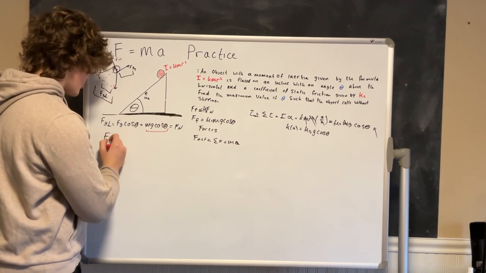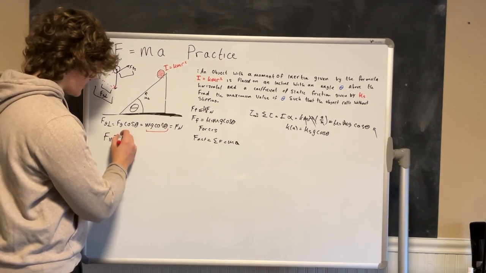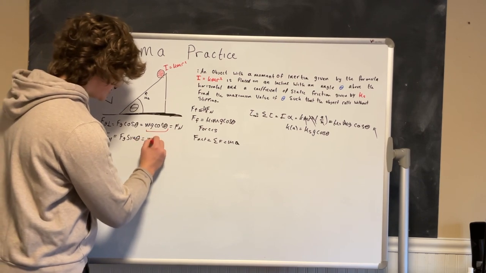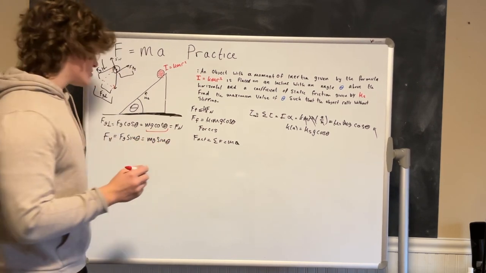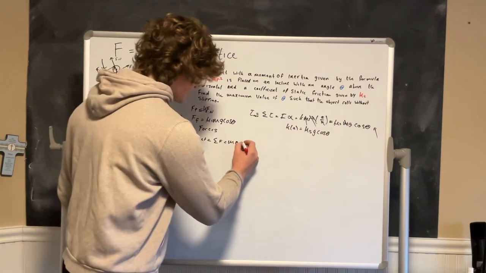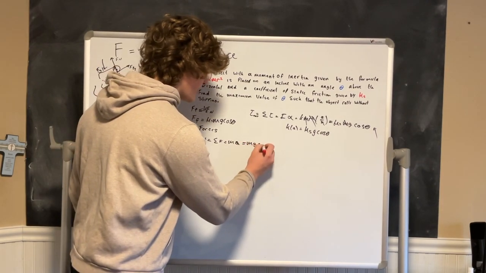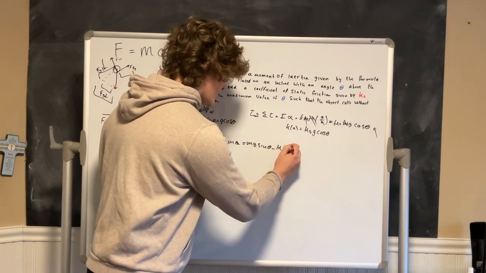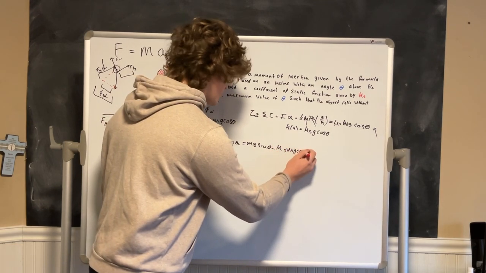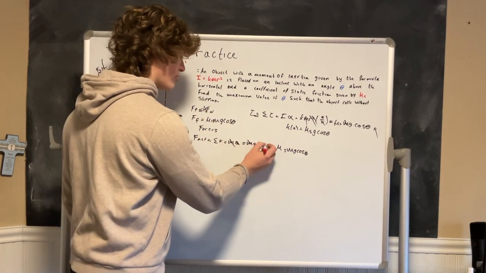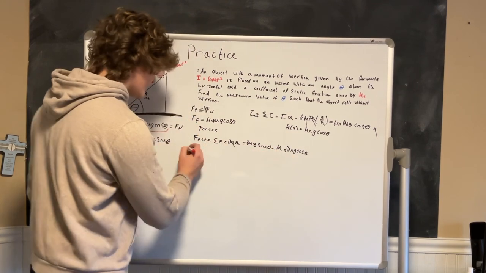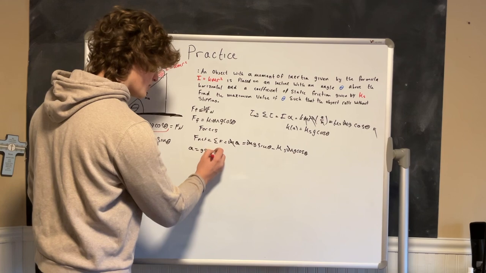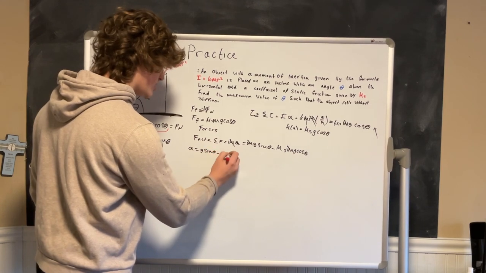And through some more basic trigonometry, we get Fg parallel is equal to Fg sine theta, which is equal to mg sine theta. Now we can plug that in, and this is mg sine theta minus our force of friction, which is mu_s mg cosine theta, and that's equal to ma. Cancel out all the m's right here, and we get the statement that a is equal to g sine theta minus mu g cosine theta.